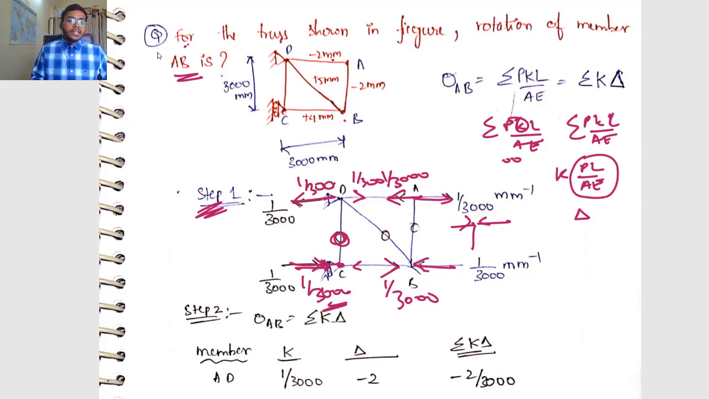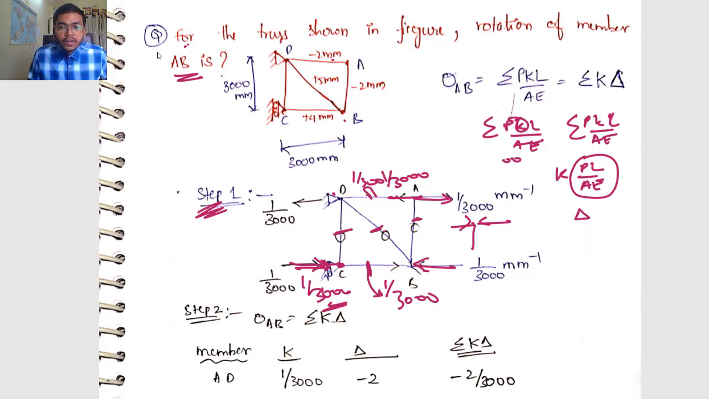I can solve it like this, where I got the k values very fast because I know them now. The k value in this member is 1 by 3000, in this member it is 0, and again in this member it is 1 by 3000. So this is a simple step.